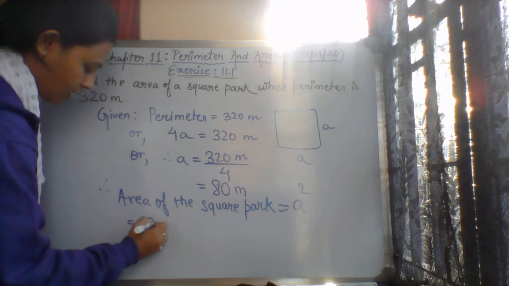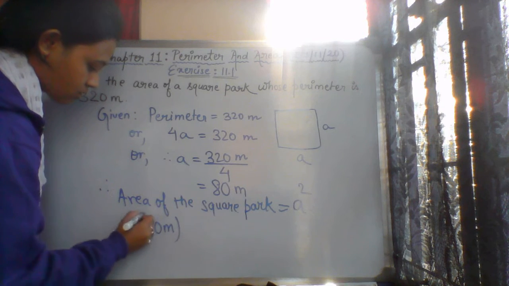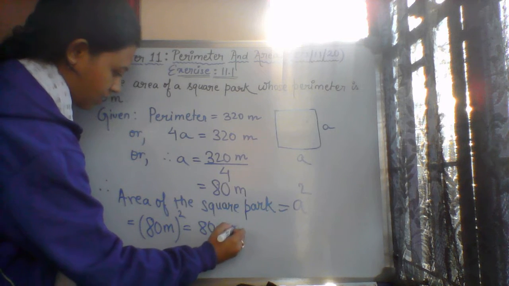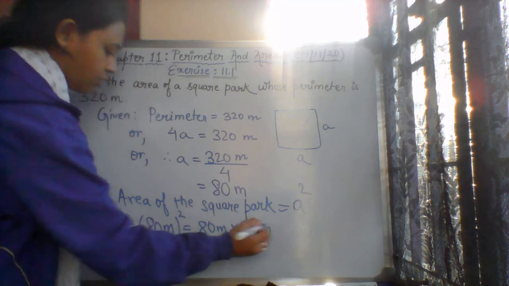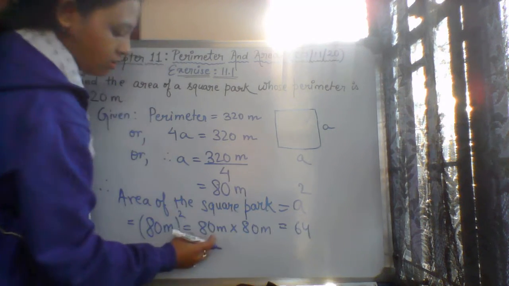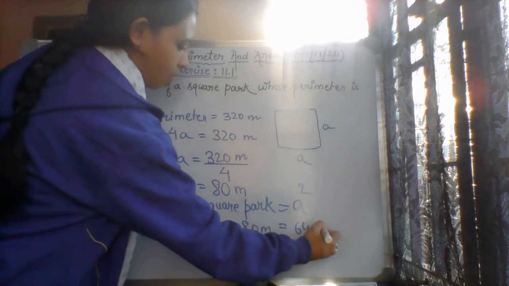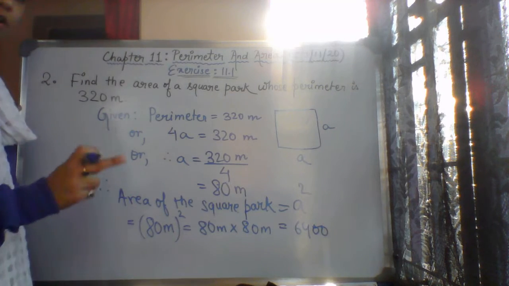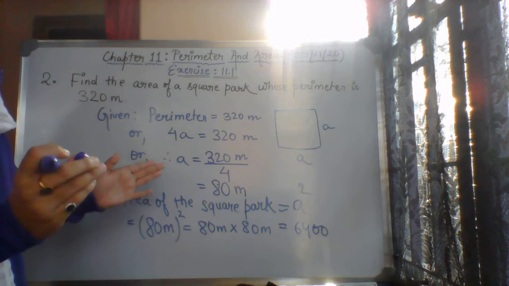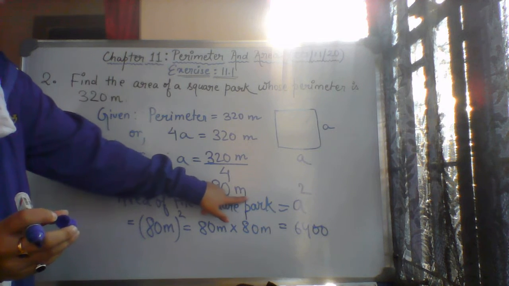It is 80 side square. So you can write this as 80 meter into 80 meter. So 8 8's are 64 and 2 zeros. That much what? Don't forget to write the unit. Again I am telling, here also side means it is a length.